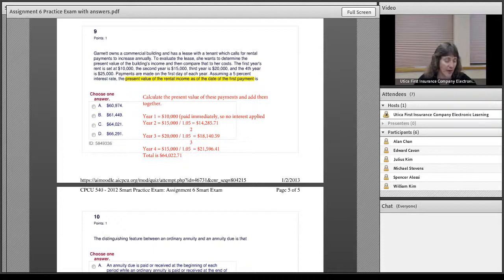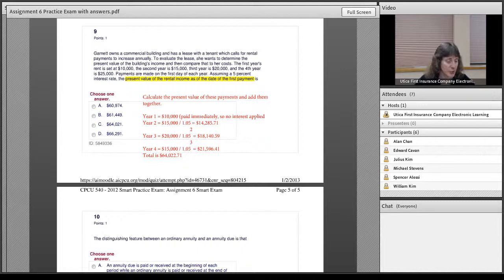Assuming a 5% interest rate, the present value of the rental income as of the date of the first payment is what? Okay, right there, it's a present value. So I know I have to use the present value formula. And even though it's a rental, and didn't we say that rentals are annuities? But because the dollar amounts change, you cannot use your annuity formula. You have to use just your standard present value formula.